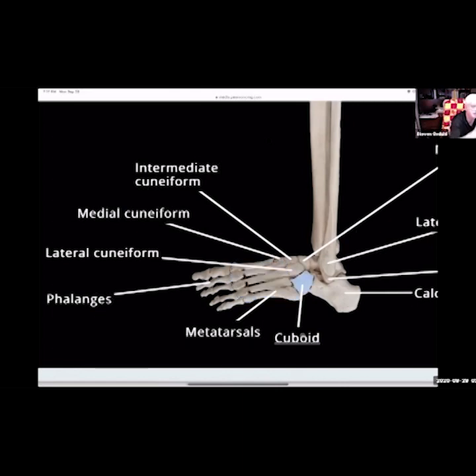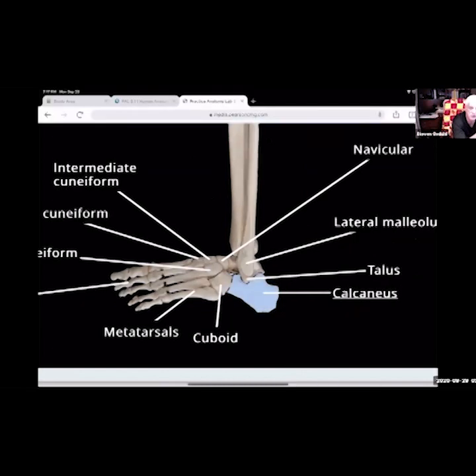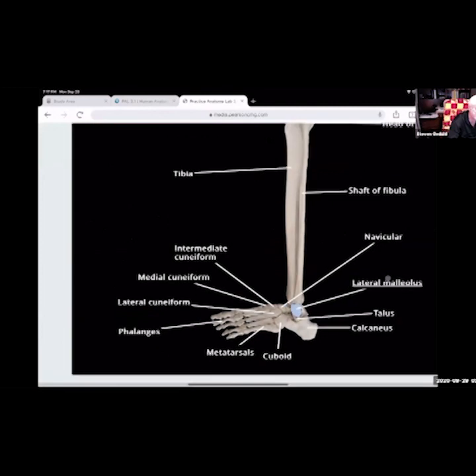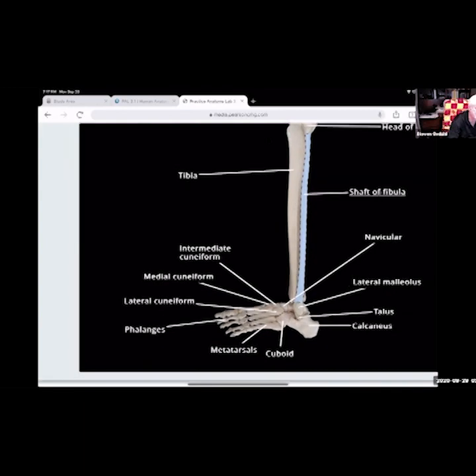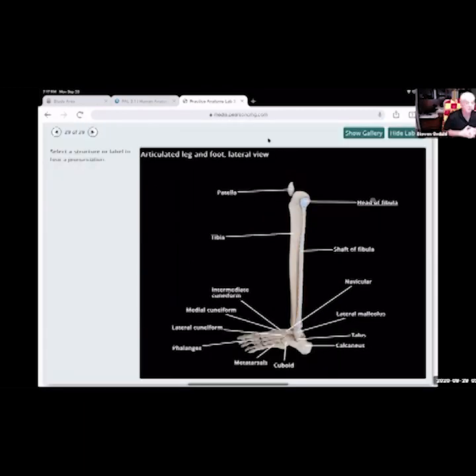You have the calcaneus, which is your heel bone. You have the talus bone in the foot that connects to the tibia. You have the lateral malleolus portion of the fibula. You have the navicular bone. You have the shaft of the fibula and the head of the fibula. That's what you're looking at in the lateral view.